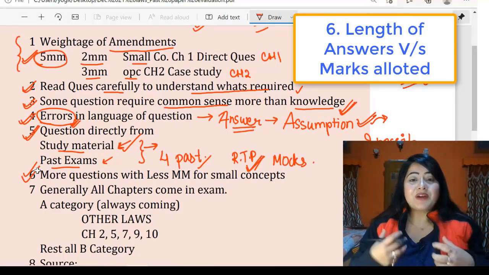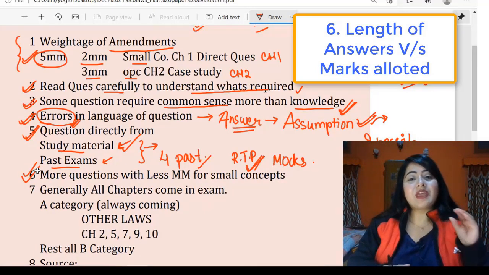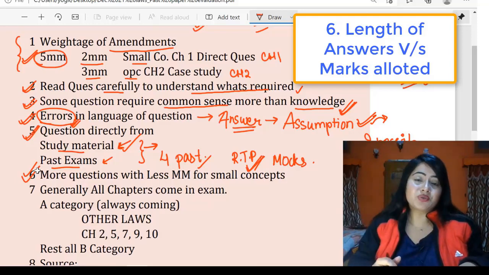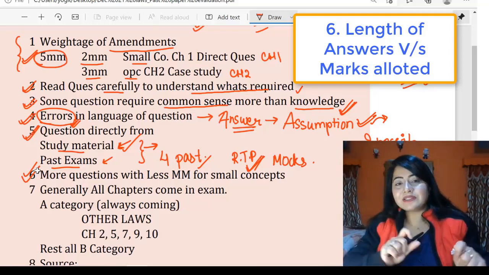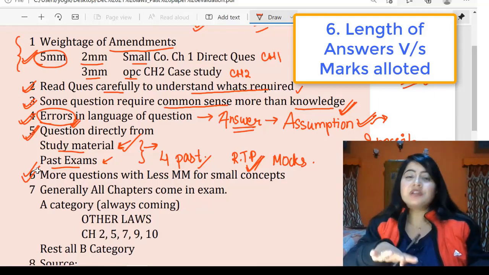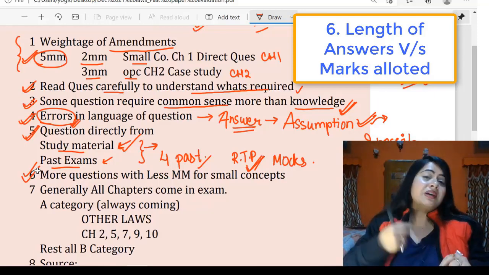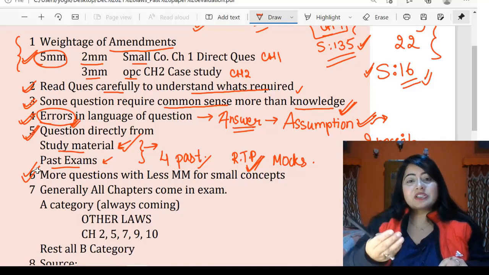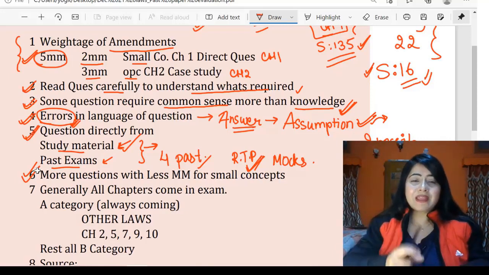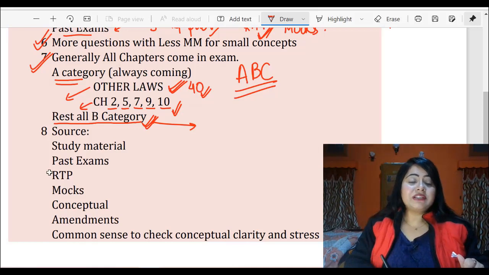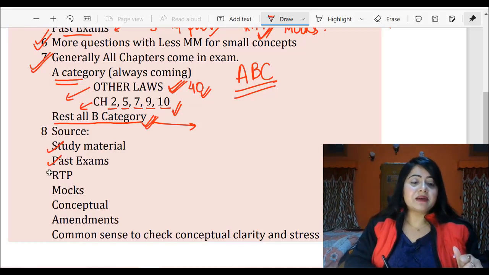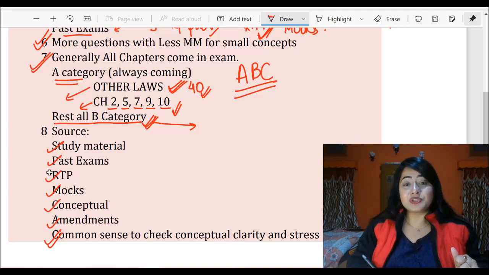So that basically means that you have to be very thorough when you're studying corporate and other laws. You have to be careful of every single section, every single small point also. In a particular section, you might have small little things here and there that you might think are not important, but they are actually important. They can be weighing you 2 marks or 3 marks in the examination. Question can definitely come from any part of it. So broadly speaking, your paper comes from the study material, past exam papers, conceptual clarity, RTPs, mocks, amendments, and you have to use your common sense also sometimes to interpret these questions, because they may be very easy compared to what you think.